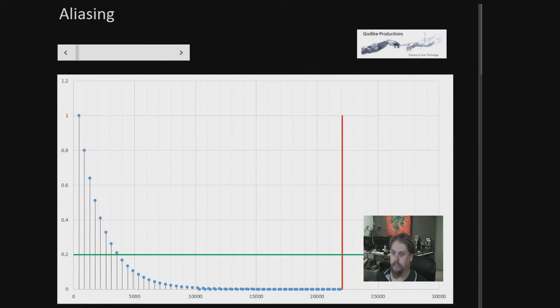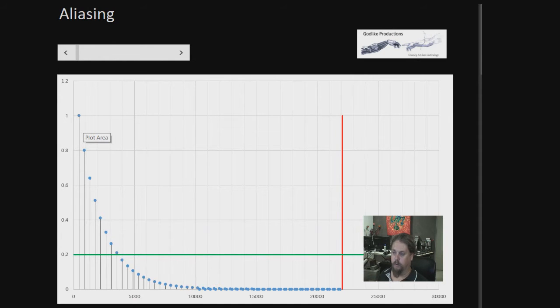On this graph, the little dots and lines represent the relative frequencies. The highest dot there is the fundamental frequency. This is for a sawtooth, so we can see that it goes up in a series of harmonic steps. This is assuming a 44.1 kilohertz sampling frequency. The Nyquist limit is where you see that red line, and it's very important. It's actually half of the sampling frequency.